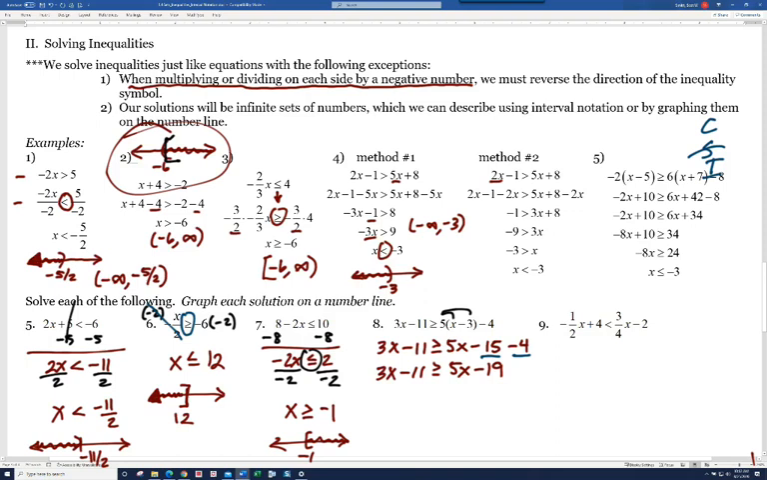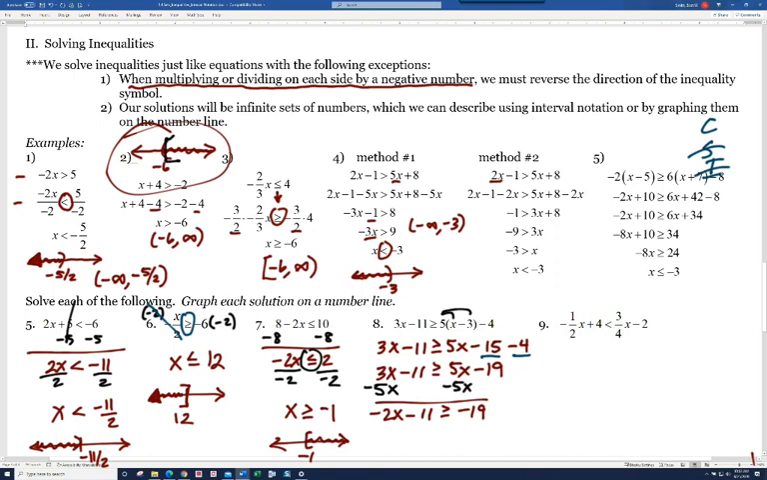We need to isolate x on one side. And so I'm going to go ahead and get rid of the 5x on the right. And so let's subtract 5x on both sides. And when you do that, you'll get -2x. 3x and a -5x is -2x. -11 is greater or equal to -19. So now we've done some simplifying. We've isolated x on one side. And so we've got our 2-step equation.